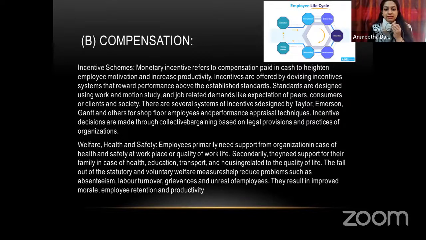And welfare, health, and safety. We don't want to work in an environment where anything can happen to us or there's a lot of danger in it. So there should be proper transport, education, and a lot of health benefits also. The quality of life should be good at work.